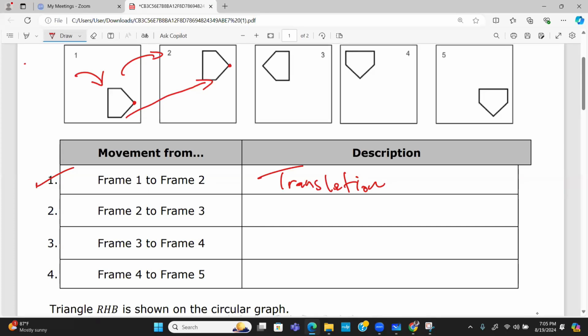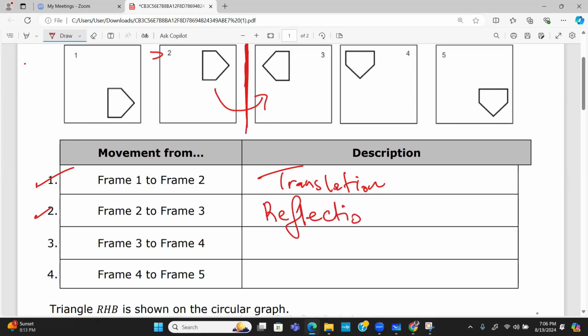Let's take a look at 2 to 3. We want to look at frame 2 to frame 3, like right here. As you could see, it does look like there is a flip. I'm seeing a line of reflection here. So 2 was reflected across to 3. So this is a reflection.